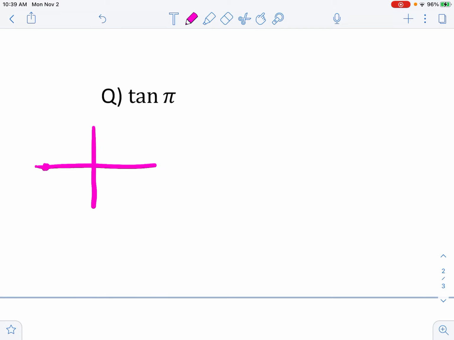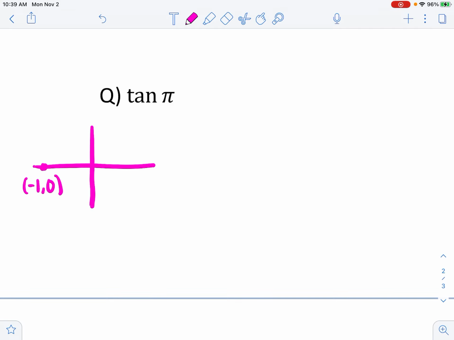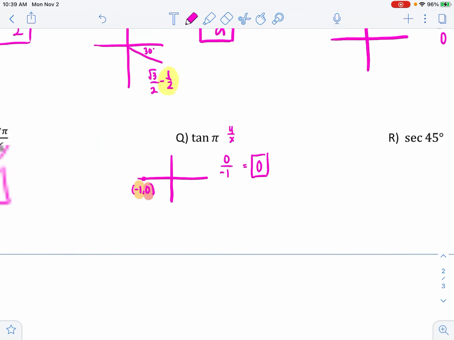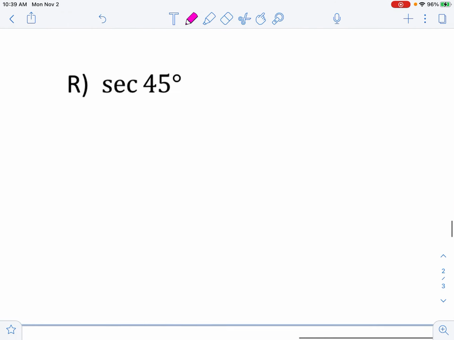Next is tangent of pi. Tangents I have memorized. And then I say, wait a minute, pi is a quadrantal, so I don't have it memorized. This is left 1, up 0. So since this is a tangent that I don't have memorized, I have to know tangent is sine over cosine, or y over x. Y is 0, x is negative 1. So I have 0 divided by negative 1. 0 divided by negative 1 is 0.